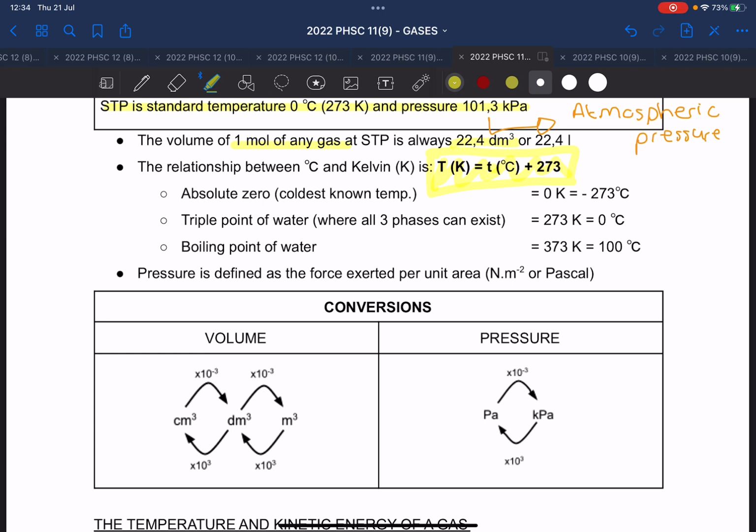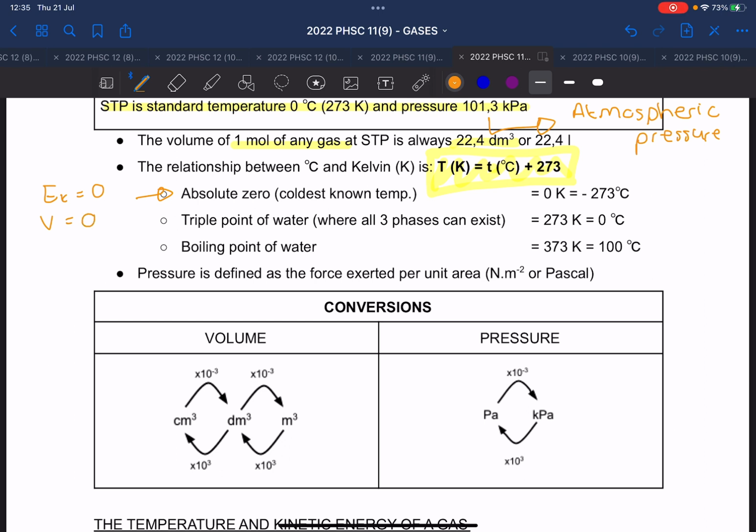So these are just some interesting facts. Absolute zero is the coldest known temperature anyone has ever recorded. At this temperature, there is no kinetic energy of gas molecules. So every known gas at this temperature doesn't move. They just stand still. So they have no velocity and they have no kinetic energy.